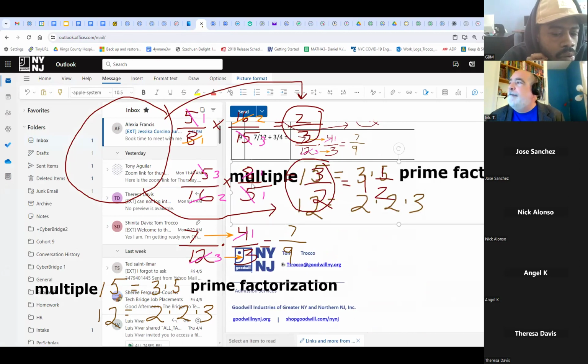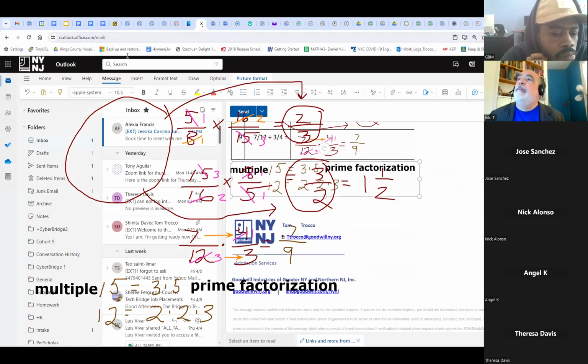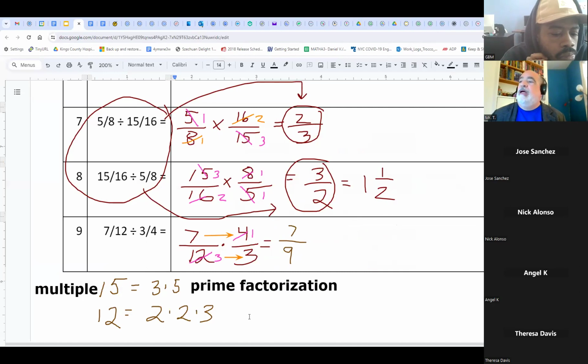So basically, the factors are how you get to the number, and the multiples are the answer. Yeah, that's a good way of looking at it. Right? And again, we'll have a whole unit on factors and multiples coming up soon. That should make things even clearer.